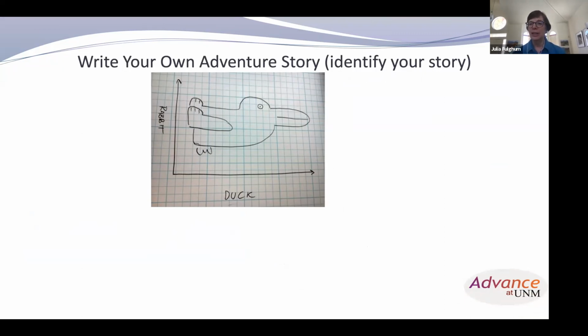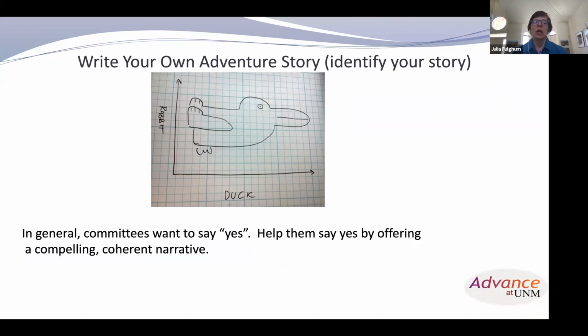So you want to figure out what your story is, because that's going to impact how people view it. And you've got a lot of control over this, particularly if you seize control from the beginning, before you start writing. In general, people want to say yes. They want to approve your mid-probationary review. They want to help you. They want to say yes to tenure. They want to say yes to promotion. And so what this workshop is going to do is help you figure out how to get them to yes.